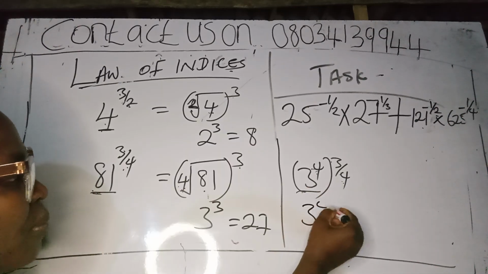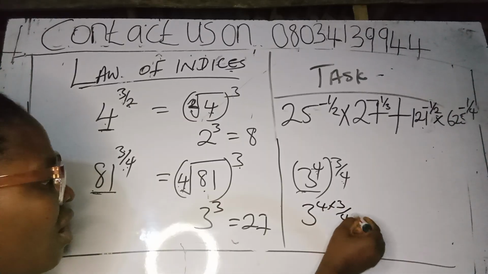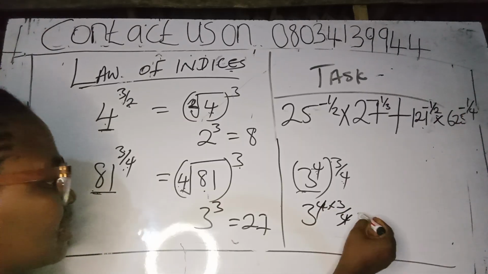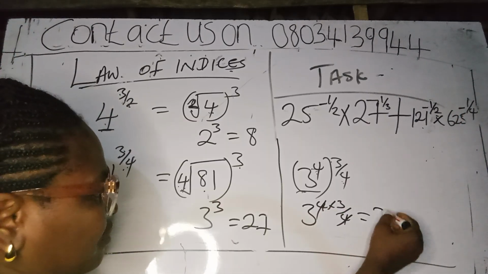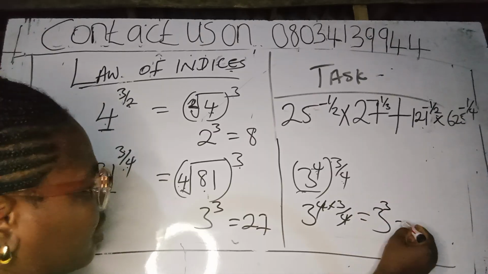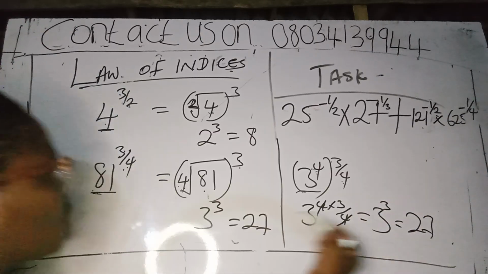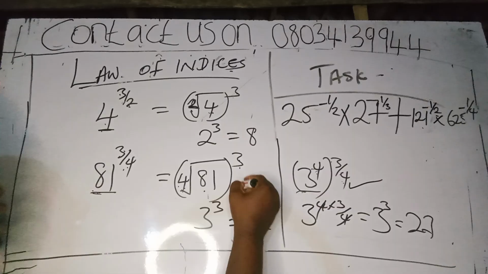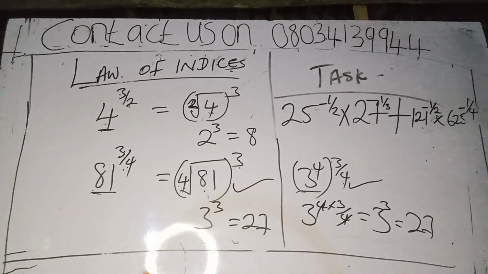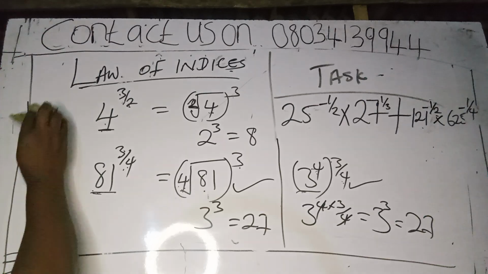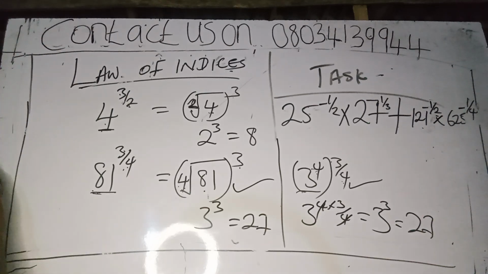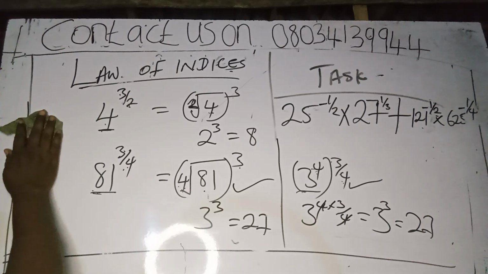And that is 3 raised to power 4 times 3 over 4. This automatically cancels this, and he or she is left with 3 raised to power of 3, which is what? 27. So with either this or this, you are very correct. We shall be taking 1 or 2 class exercises to know whether we've understood what we've been taught. I will be wiping off the board.